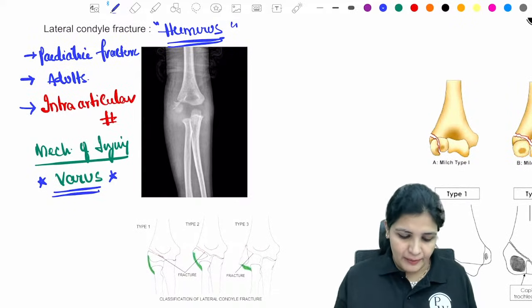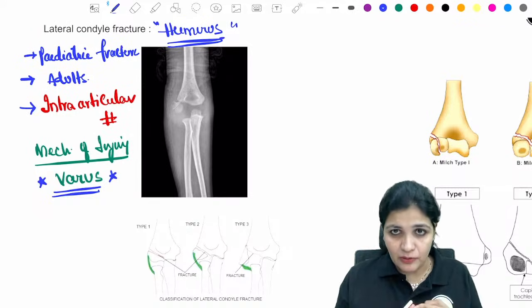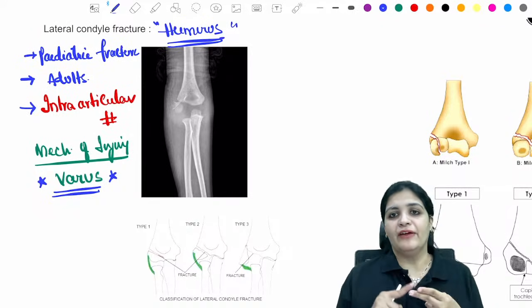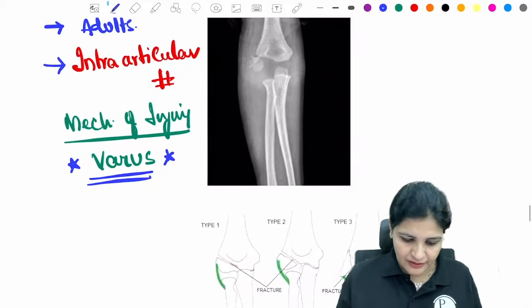So that is the mechanism of the injury. What we have decided is we are going to write the definition, what is a lateral condylar fracture, right? And then we are going to write the pathoanatomy. So what is the pathoanatomy of this particular lateral condylar fracture?